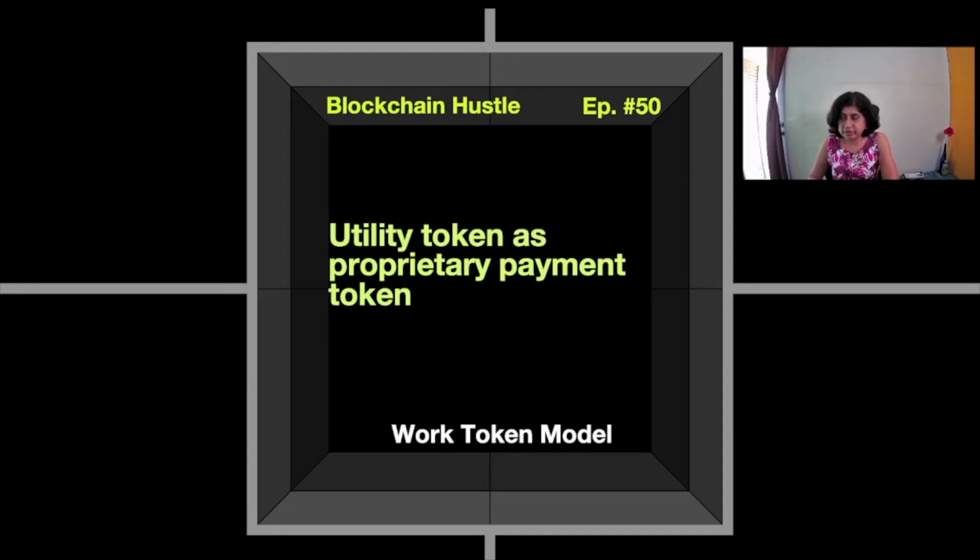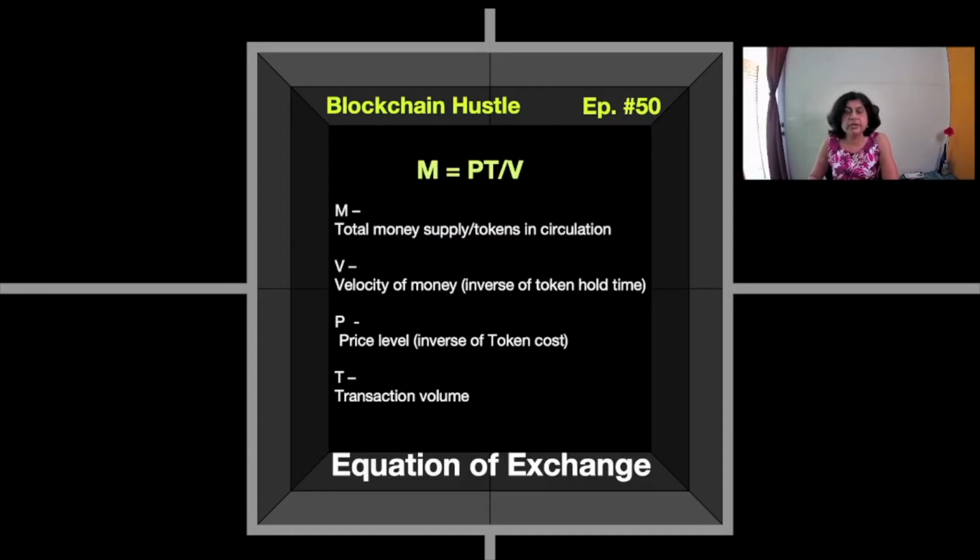But as a quick brush up, the equation of exchange is defined by M = PT/V. Excuse me if I get a little bit nerdy here, but we need to have this equation in mind in order to understand the utility token working as a proprietary payment currency. So just bear with me. Now, this equation is M = PT/V.